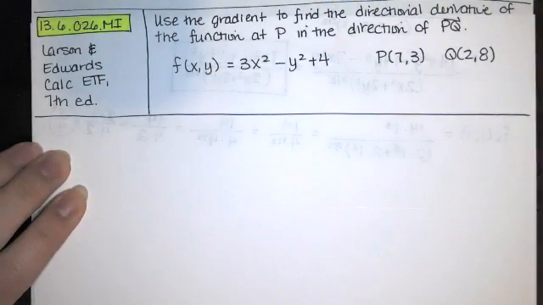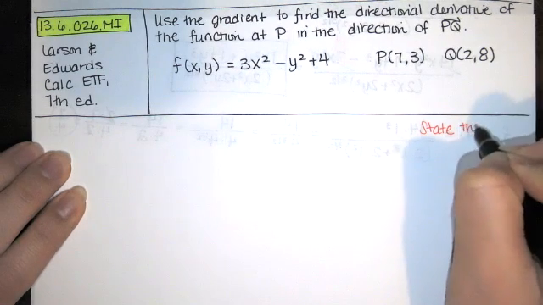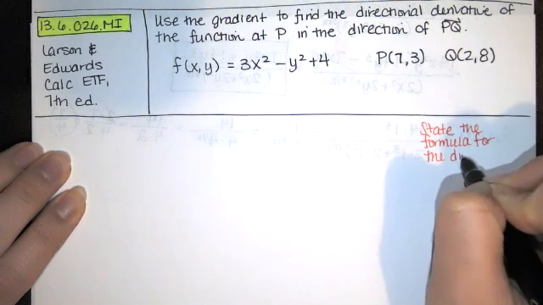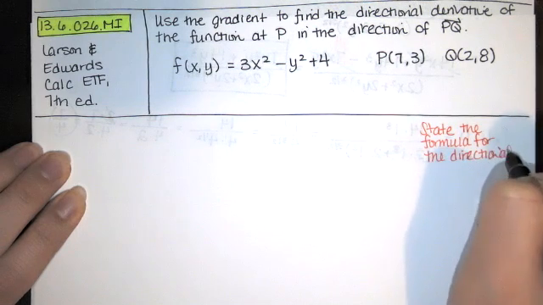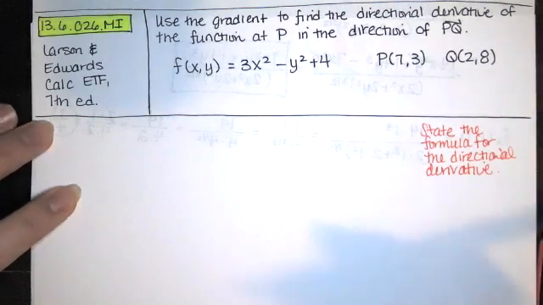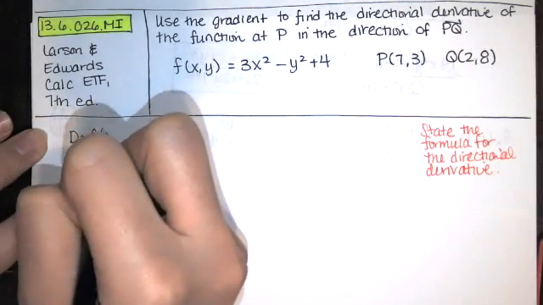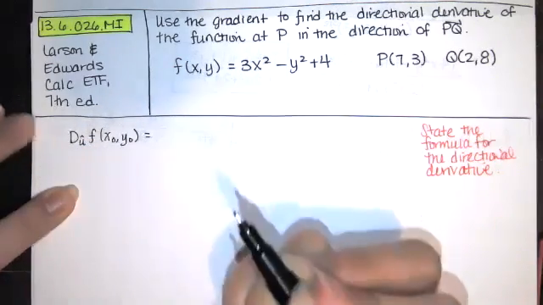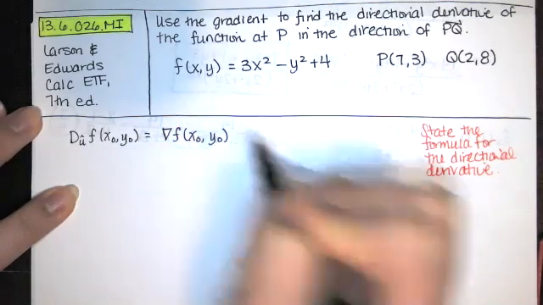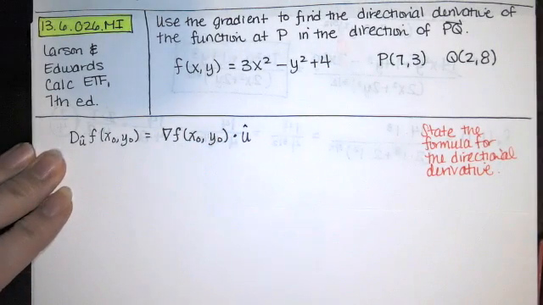So the first thing that I would do is state the definition of the directional derivative, or the formula for the directional derivative, in terms of the gradient of the function. If I want the directional derivative in the direction of a unit vector u hat of a function at x naught, y naught, I need to find the gradient of f at that point and then dot it with the unit vector in the direction that I'm going in.